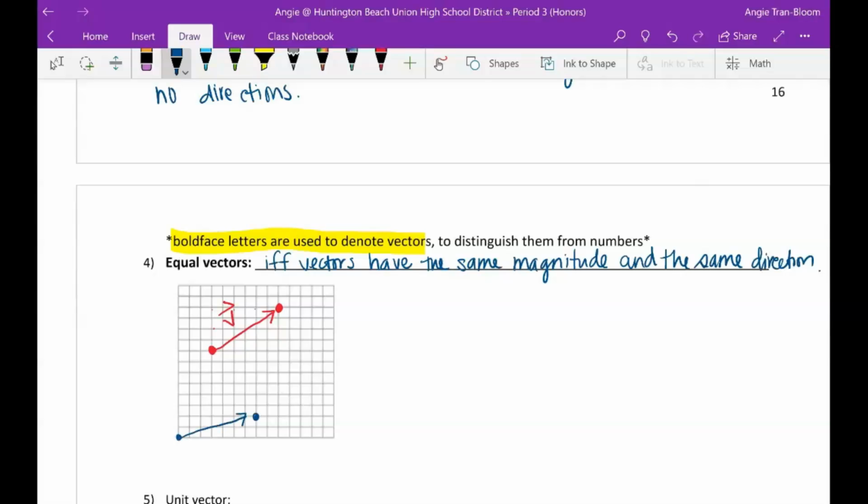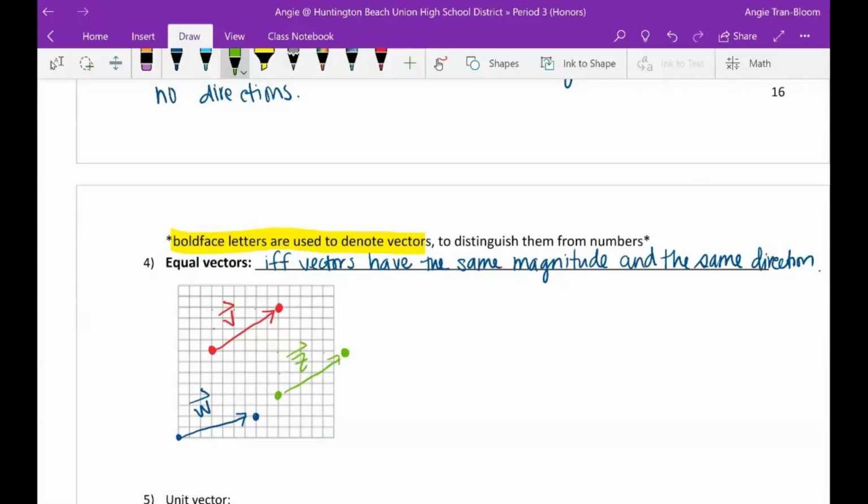So let's call vector W. And then I'm going to draw another vector. Let's start here. 2, 4, 2, go up 4. Go right 2, 4, 6. Okay. Let's call this vector Z.